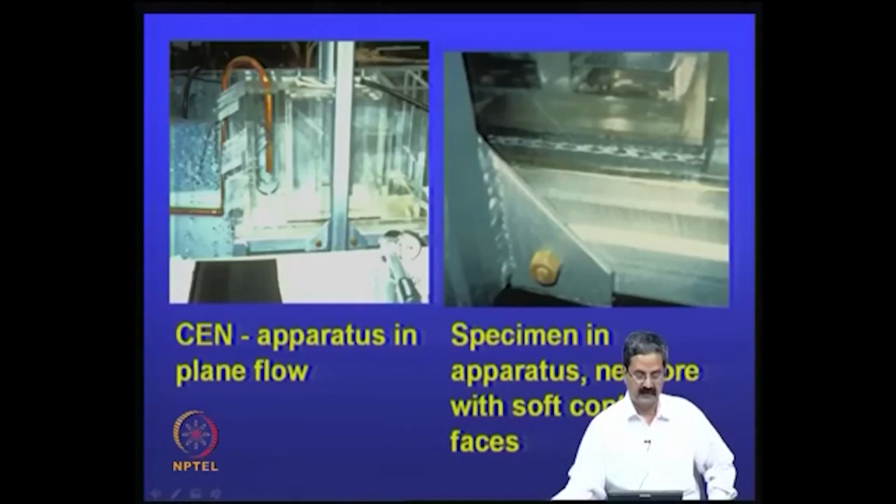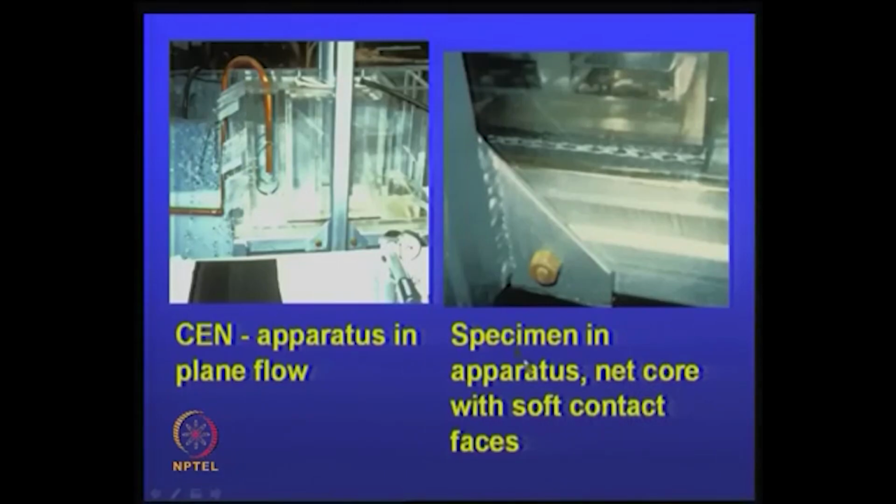So, this is the type of test for the in plane flow test. This is a specimen in the upper test, net core with soft contact. You can see that very clearly: a geocomposite net core, a geonet, is nothing but a drainage material. So, they have placed that material here and then they are testing it. This is a very important thing.